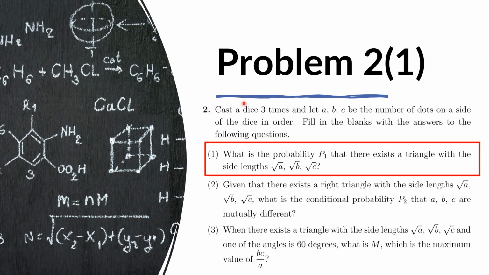We cast a die 3 times. Let A, B, and C be the number of dots on a side of the die in order. Now we have to answer the questions based on this given situation. For this video, we're going to answer question 1. What is the probability P sub 1 that there exists a triangle with the side lengths square root of A, square root of B, and square root of C?